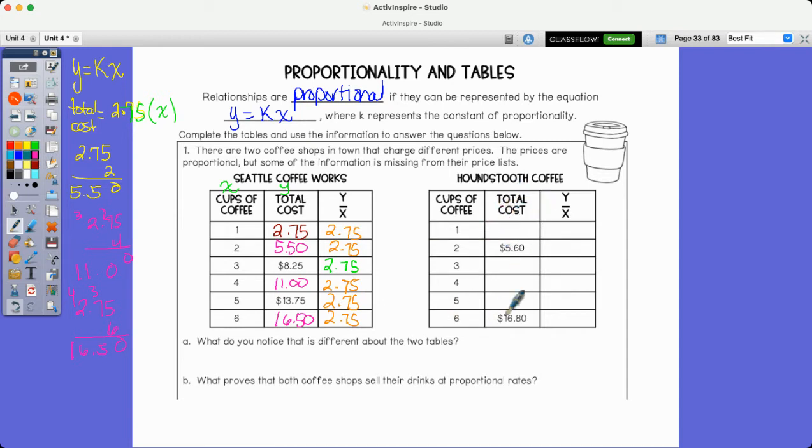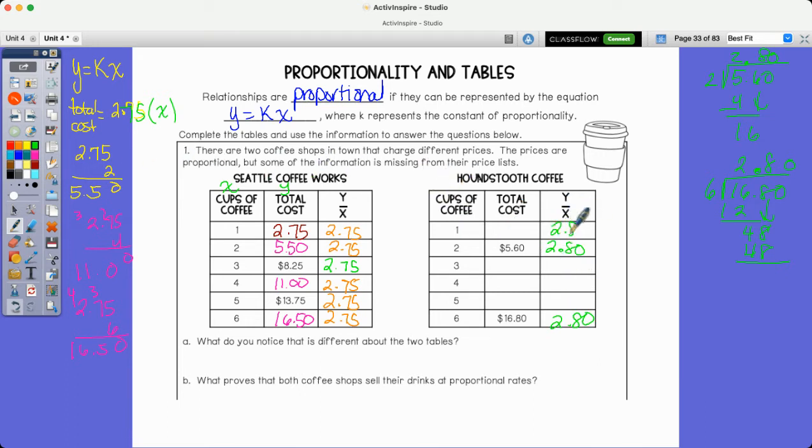Okay. Now let's look at this one. Houndstooth Coffee, and they're giving us these two values. So we're going to find our constant of proportionality by dividing. So let's go over here, and we're going to do $5.60 divided by 2. Bring up our decimal point. 2 goes into 5 2 times. Subtract. Bring down. And we get 2.80. And then let's try our 6. And decimal point, 6 goes into 16 twice. Subtract. Bring down. Goes in here, 8.40. Okay, we get the same thing. So we have a constant of proportionality in this one of 2.80.